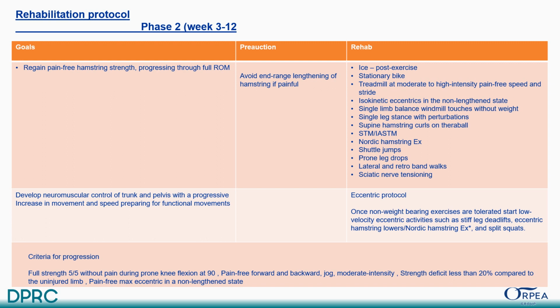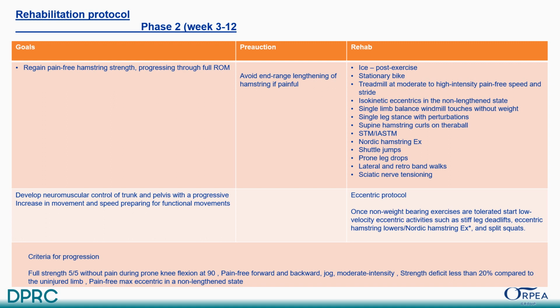To avoid end range lengthening of the hamstring and to develop neuromuscular control between the trunk and the pelvis, we need to follow the eccentric protocol. What is the eccentric protocol? Once the non-weight bearing exercises are totally tolerated, start low velocity eccentric activities such as stiff leg deadlift, eccentric hamstrings, hamstring different exercises, squats, etc.